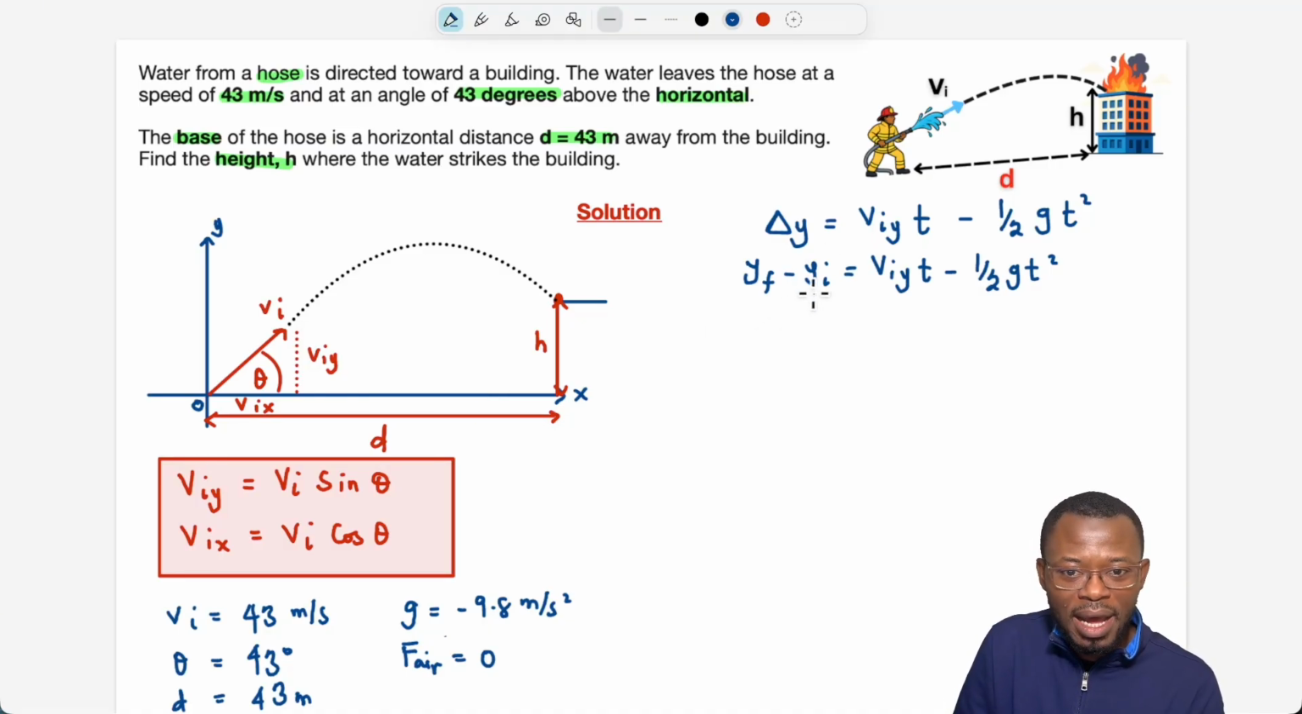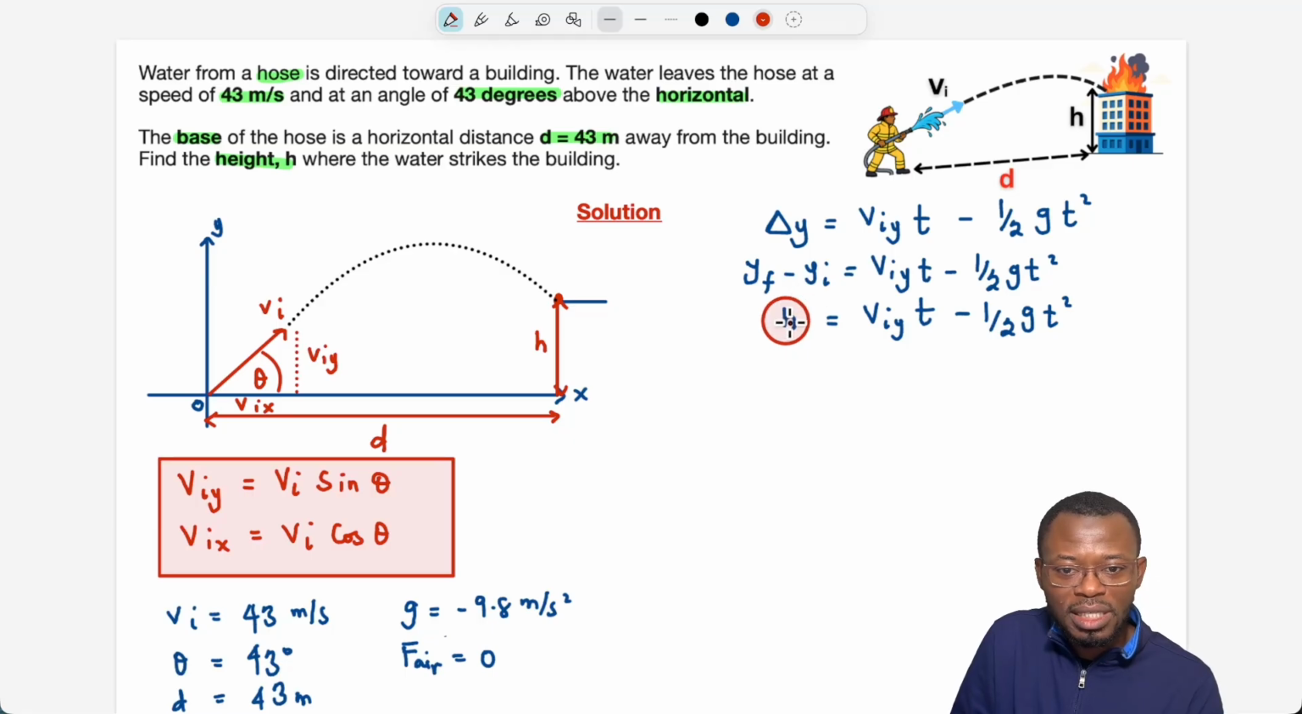Okay, so yi is the initial vertical position of this projectile, or the water, which is 0. And then the y final is going to be that distance at this point, and that gives us some distance h. So y final is h minus 0, so h is equal to viy, the initial vertical speed, times time minus 1/2 gt squared. And we are looking for this h on the left hand side of the equation.